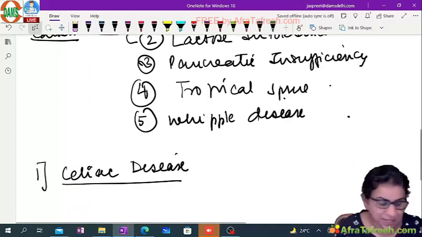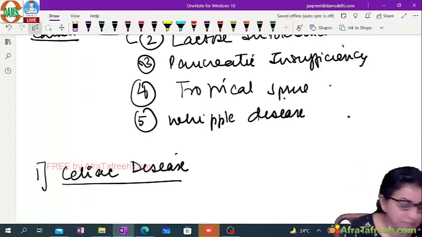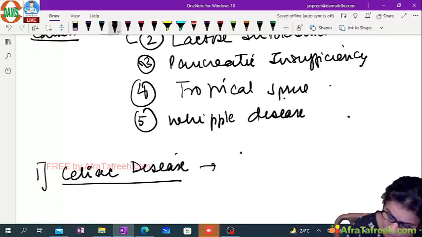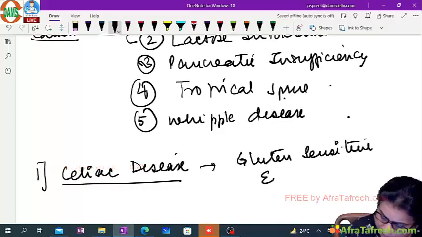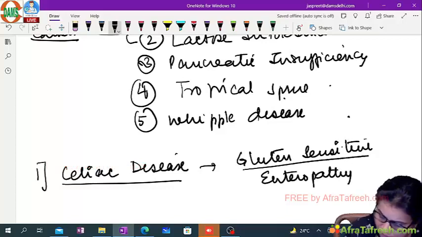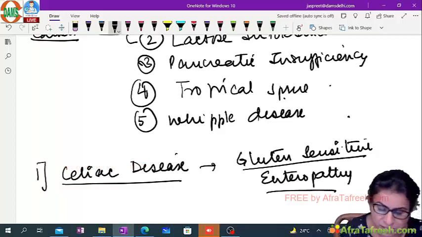Okay, so celiac disease. What is celiac disease? Celiac disease is also called gluten sensitive enteropathy.